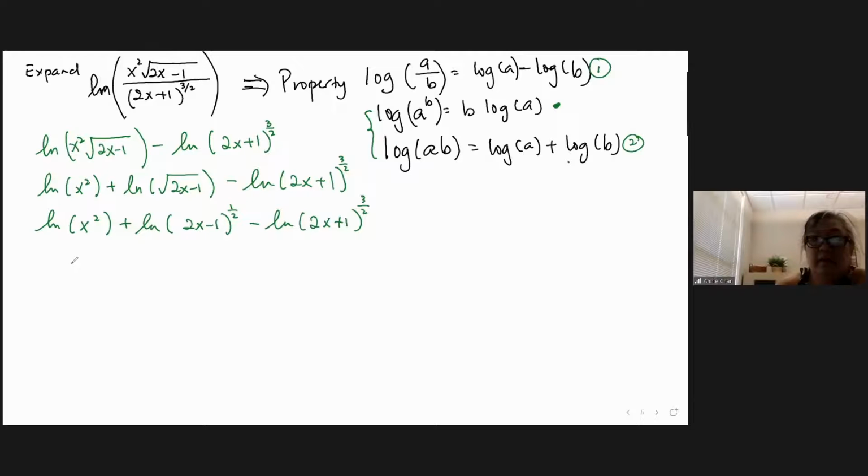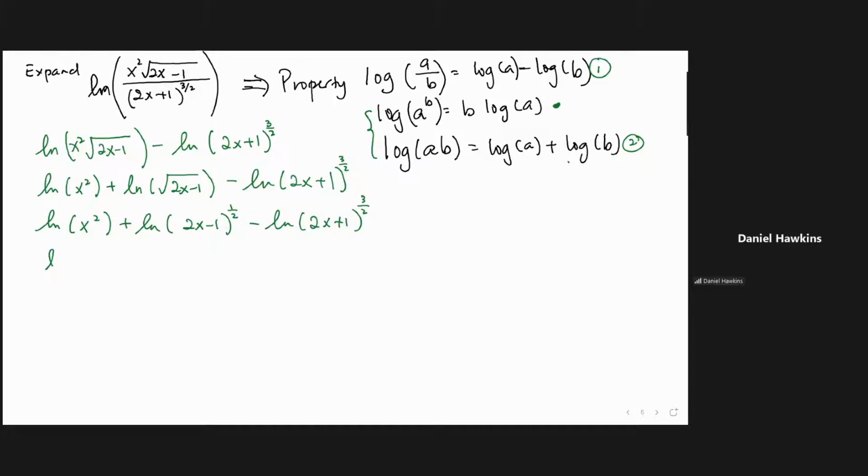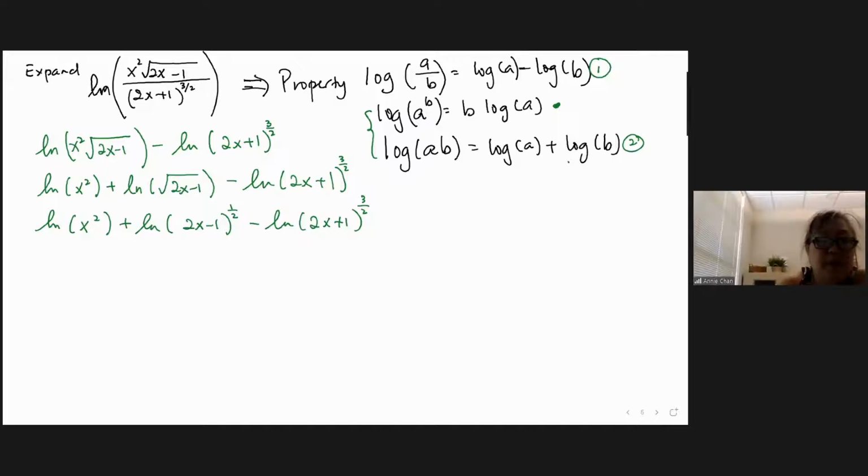Okay. So now I'm ready for this last one. I am ready for the last one. 2 natural log of x plus 1/2 natural log of 2x minus 1 minus 3/2 natural log of 2x plus 1. Am I done?